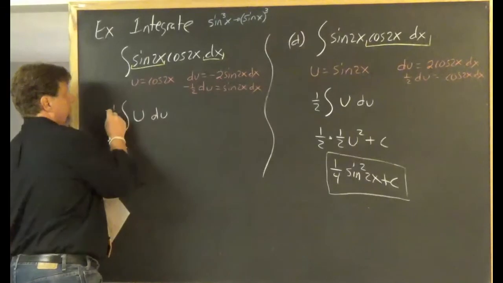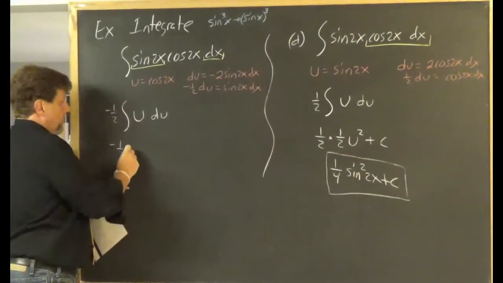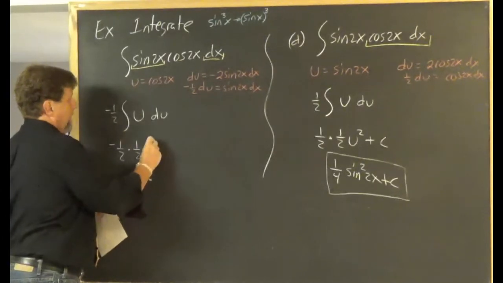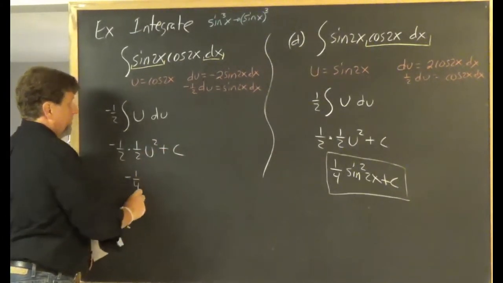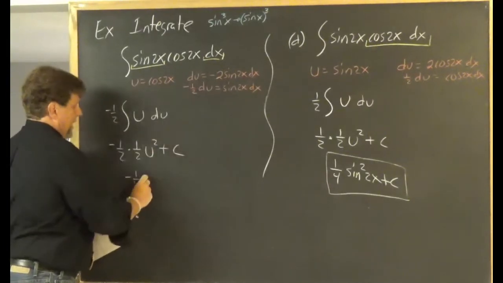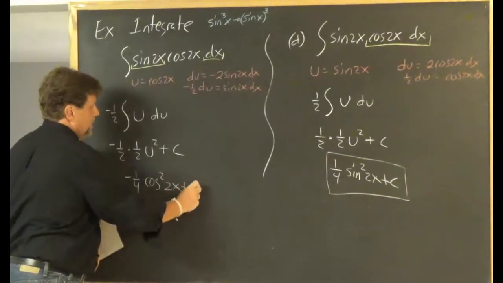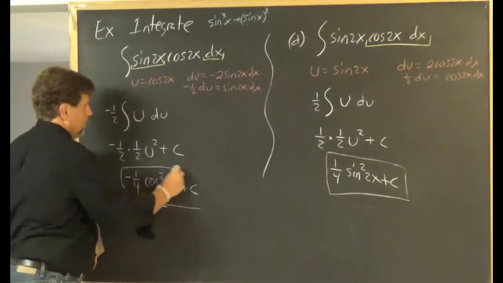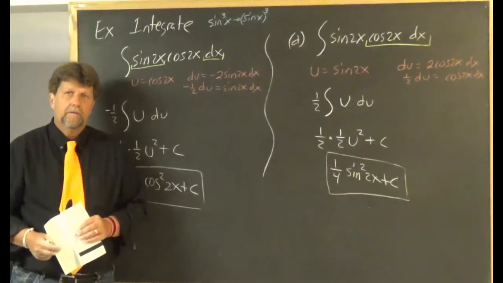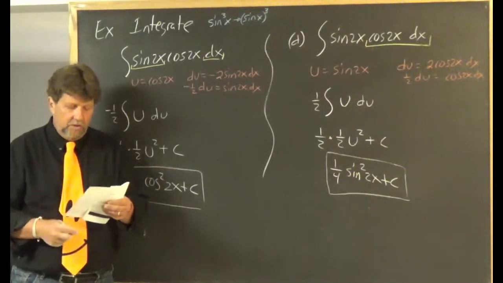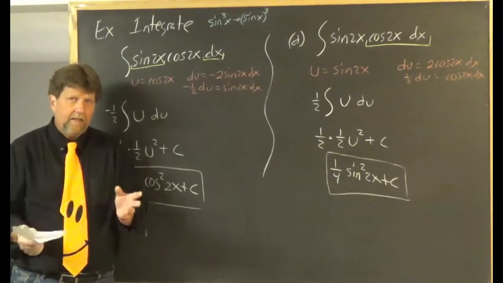I rip the negative 1/2 out front. Antiderivative of u is 1/2 u squared plus c. That gives me a negative 1/4. So we have a negative 1/4, resubstitute, cosine squared 2x plus c. It looks like we got a different answer. But these answers are, I don't want to say it, they're exactly the same.